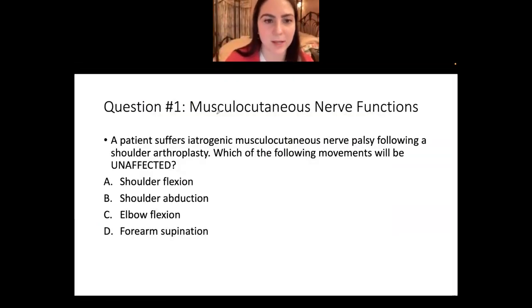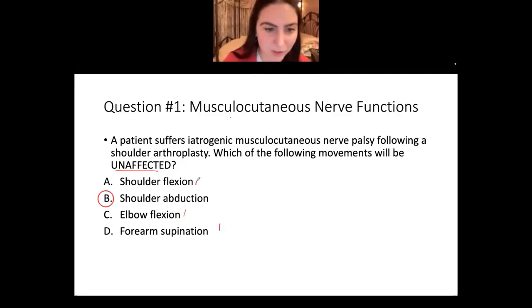Okay. So here's a question. You guys don't have to answer it now, obviously, but I wanted to give an example of how they might ask a question, even for board style, even for your exam. So musculocutaneous nerve function. A patient suffers iatrogenic musculocutaneous nerve palsy following a shoulder arthroplasty. So they're basically telling you they lesion the musculocutaneous nerve accidentally. Which of the following movements will be unaffected? So now you have to be like, okay, well, what does the musculocutaneous nerve do? And it does the three things we talked about. It does forearm supination, it does elbow flexion, and it does shoulder flexion.